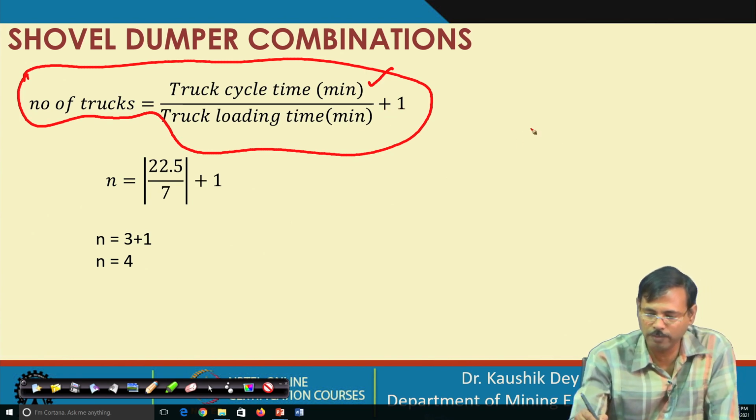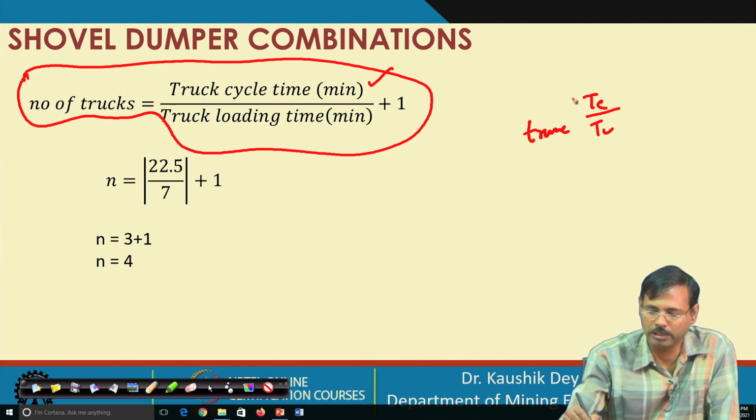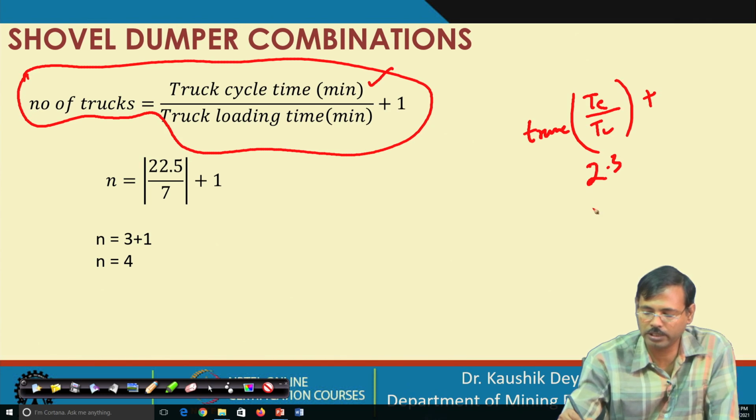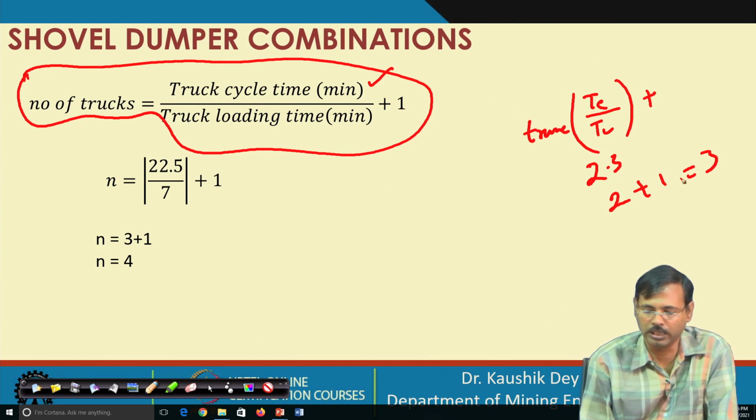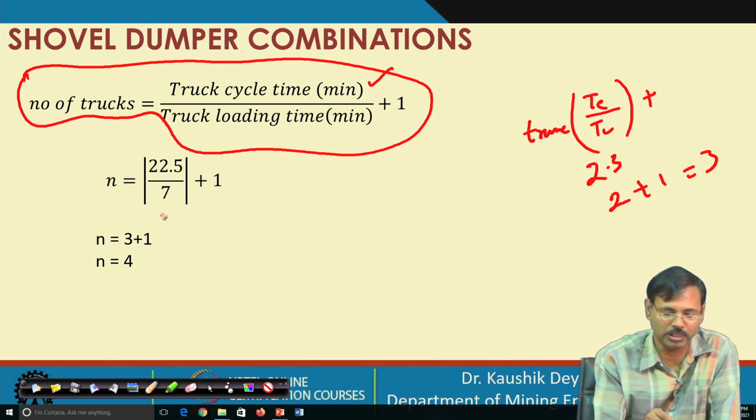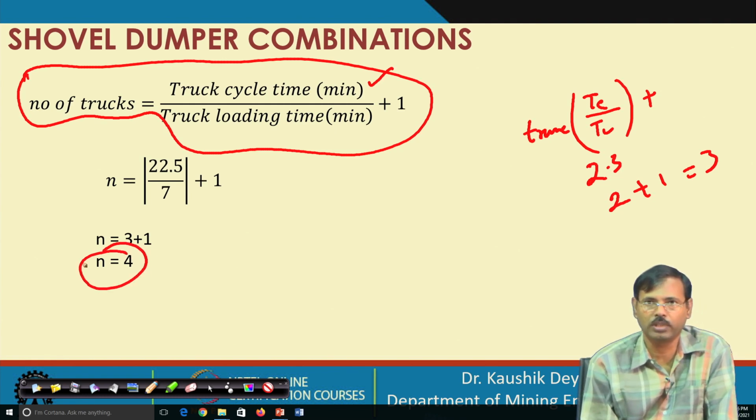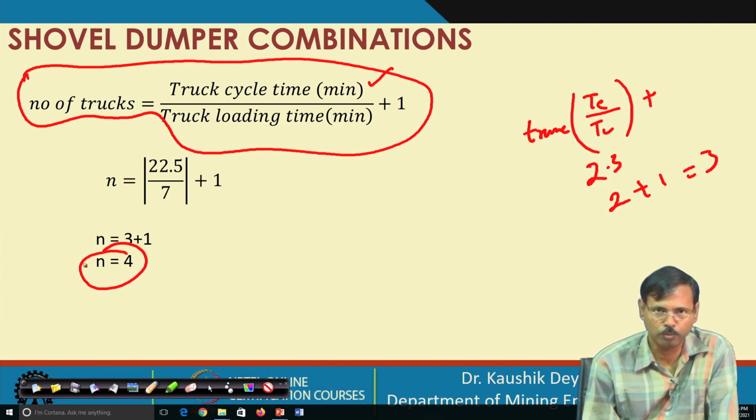So, we need to truncate the truck cycle time divided by the truck loading time, and whatever it is, if it is 2.3, then we will truncate it to 2 plus 1. So, the number of trucks required is 3. This plus 1 is added for that. In our case, the number of trucks required is 22.5 by 7, so 3 plus 1. So, that is the number of trucks required to combine with the shovel, considered as 4.